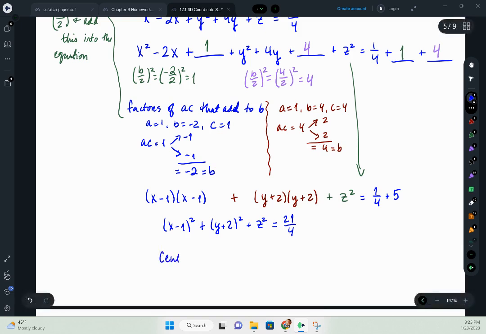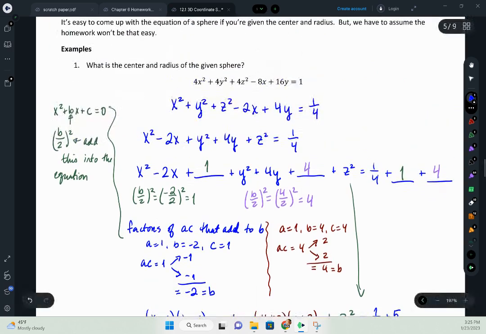The center, I pull out from finding the x, y, z values that would make everything on the left be 0. So if x was 1, that term would be 0. If y was negative 2, that term would be 0. And if z is 0, that term would be 0. My radius is always the square root of the number that is on the right-hand side. So the square root of 21 over 4, or root 21 over 2. Okay, did I answer the question?